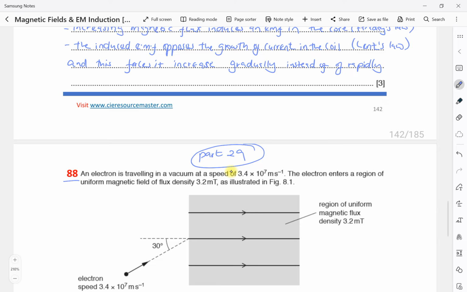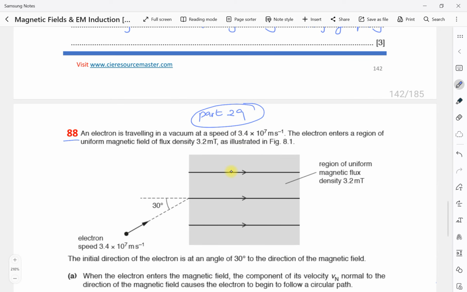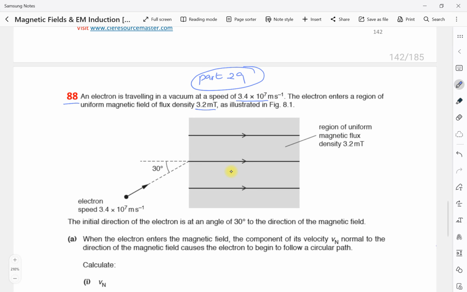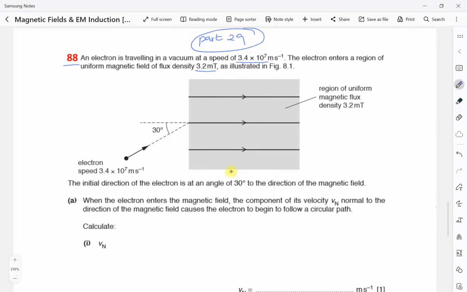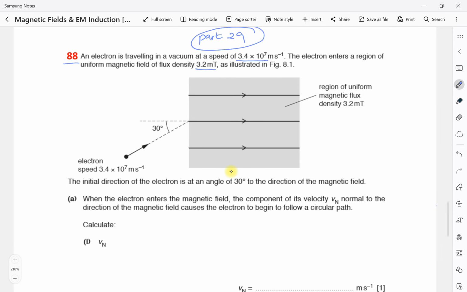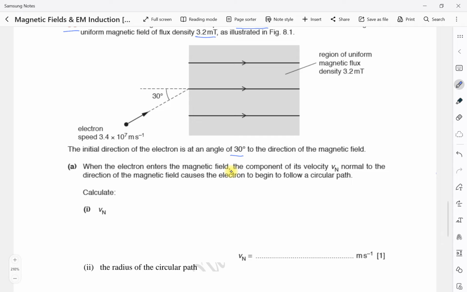This is question 88. An electron is traveling in a vacuum at a speed of 3.4 times 10 to the power of 7 meters per second. The electron enters a region of uniform magnetic field of flux density 3.2 milliteslas as illustrated here. The initial direction of the electron is at an angle of 30 degrees to the direction of the magnetic field. When the electron enters the magnetic field, the component of velocity Vn normal to the direction of the magnetic field causes the electron to begin to follow a circular path.